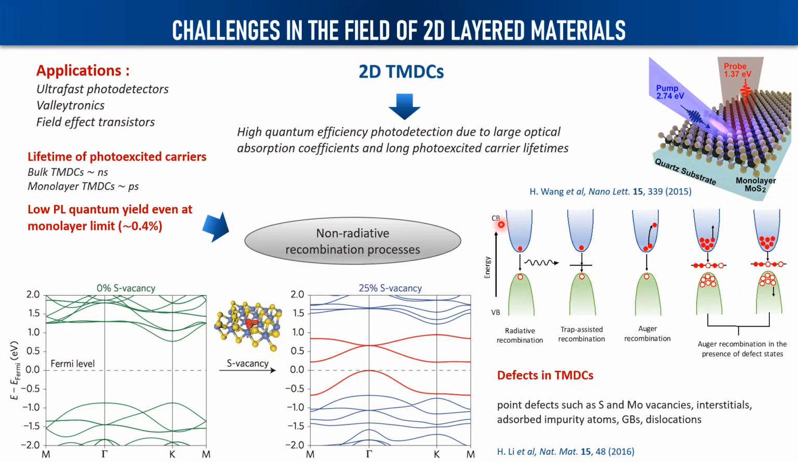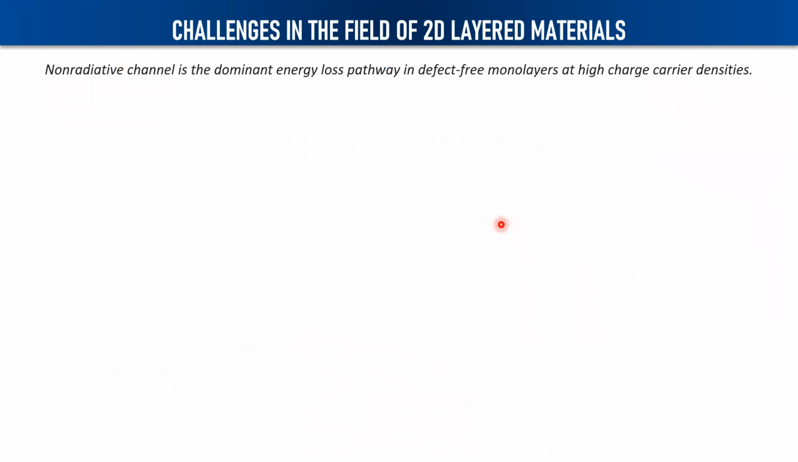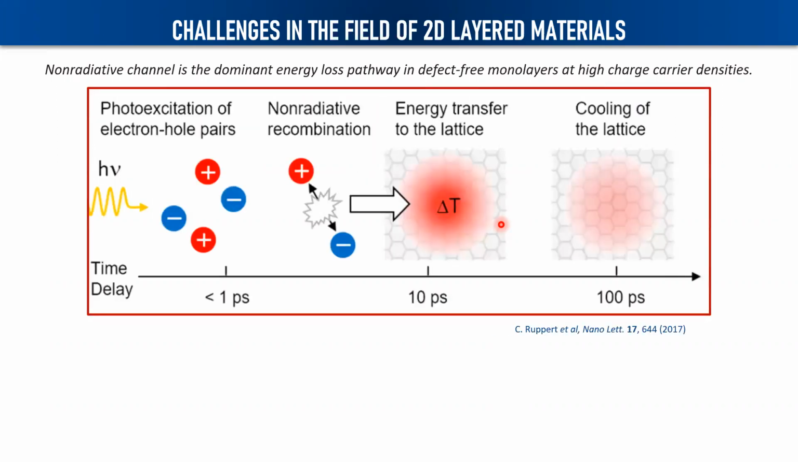One of the things we see is that this is actually in the presence of defects. But even when there are no defects, say in the case of Scotch tape exfoliated monolayers at high charge carrier densities, it was still seen that the non-radiative channel is the dominant energy loss pathway. So what are the possible reasons for this?